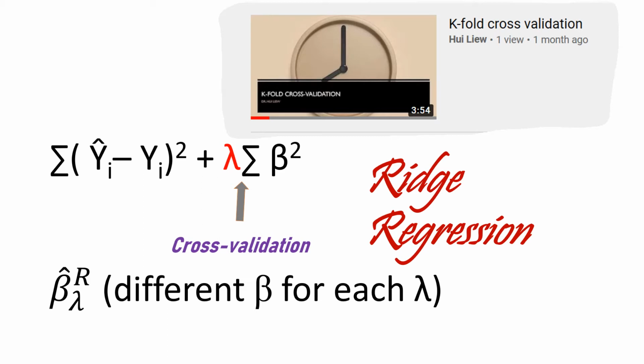Cross-validation is used to determine the optimal value of the lambda. We call that the best lambda, or the value of the lambda that provides the best fit to the coefficients. You can check out my video or other videos on k-fold cross-validation on YouTube to get a better idea about cross-validation.